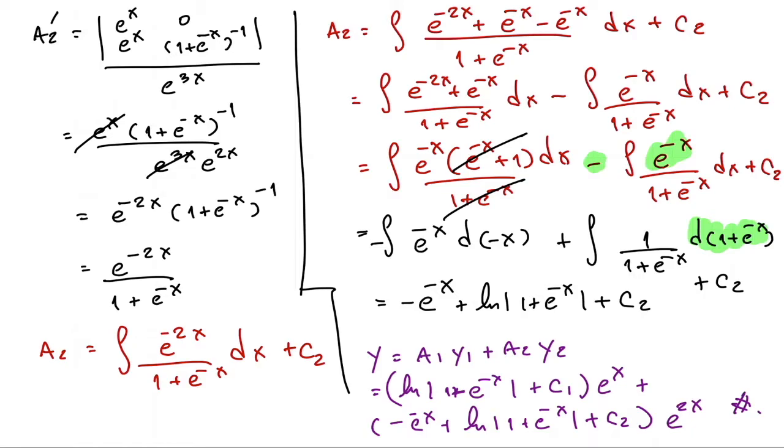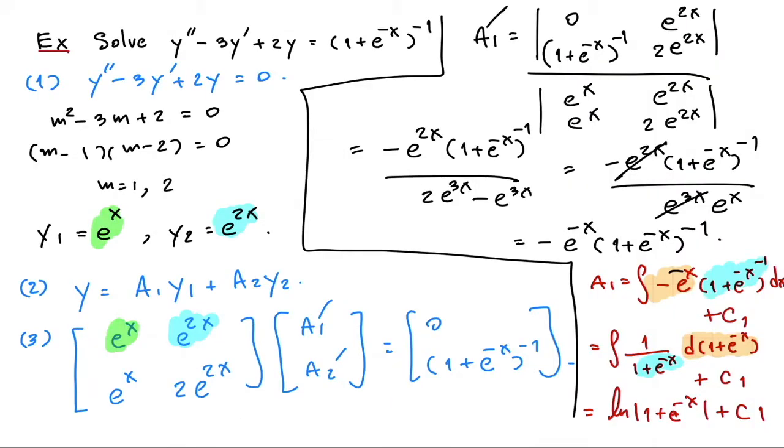Is it hard? Let me do some recap. First, we begin with the homogeneous equation. We solve the characteristic equation. We receive y1 and y2. After that, we know that the solution is written in this form when a1 and a2 are functions of x. After that, we can write down the system of linear equations. This is y1, y2, y1 prime, y2 prime.